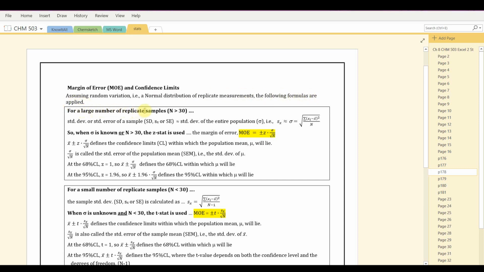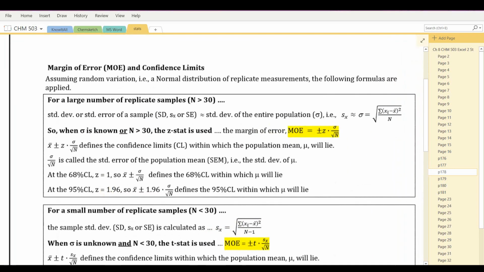If we have a large number of replicate samples, n greater than 30, then the standard deviation or standard error of the sample, Sd, S sub x, Se, stats has so many acronyms, synonyms for the same thing, would be approximately equal to the standard deviation of the entire population, which we call sigma. So in this case the standard deviation of the sample is approximately the same as the standard deviation of the population, which is equal to the root of the sum of the squares of the differences between samples and the mean divided by n, the number of samples.